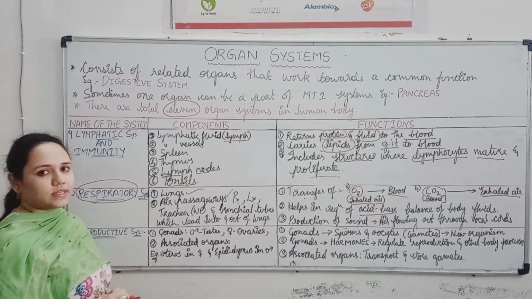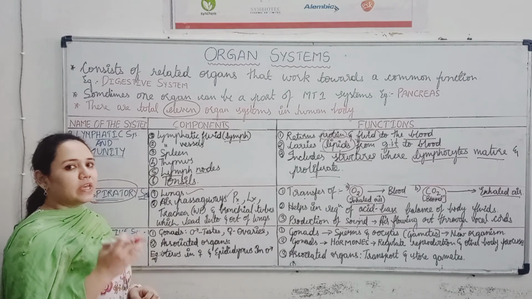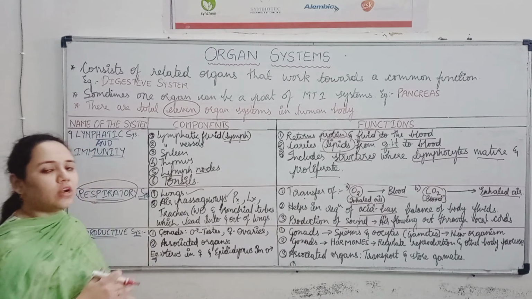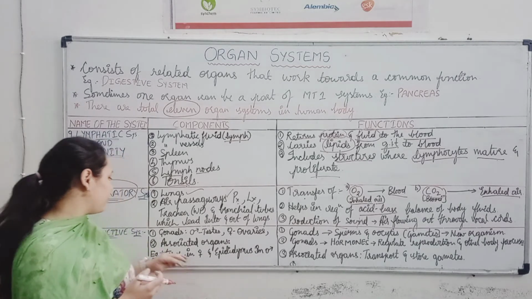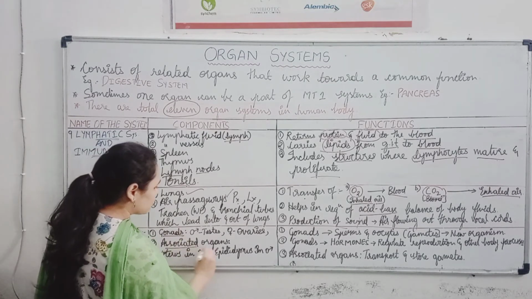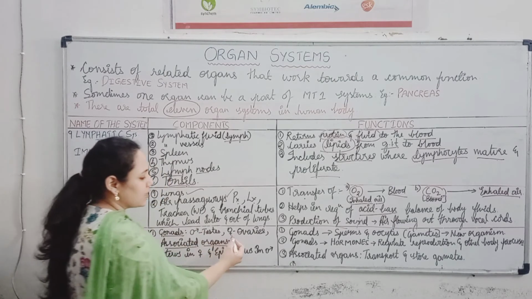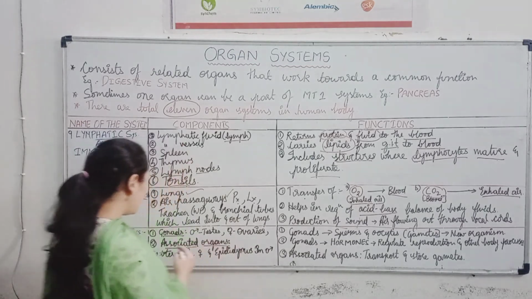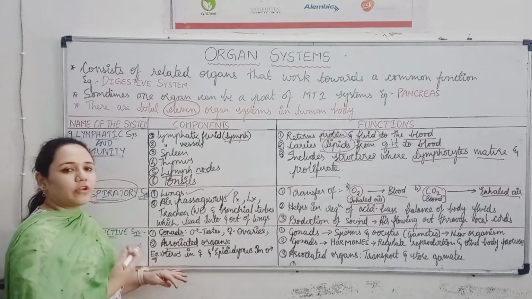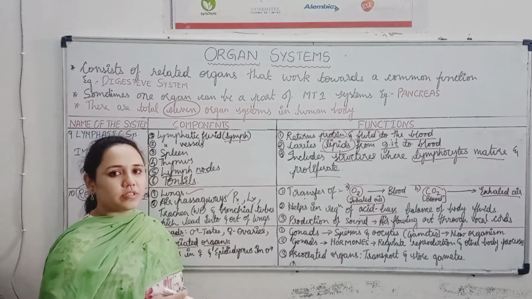And the last organ system in the human body is the reproductive system. The reproductive system is different in males and females, and the organs which are involved are different. The components are different. So the reproductive system basically involves gonads and associated organs. The gonads in males are the testes, and in females they are the ovaries. And associated organs are also different in males and females. For example, in females the uterus is present, and in males the epididymis is present.